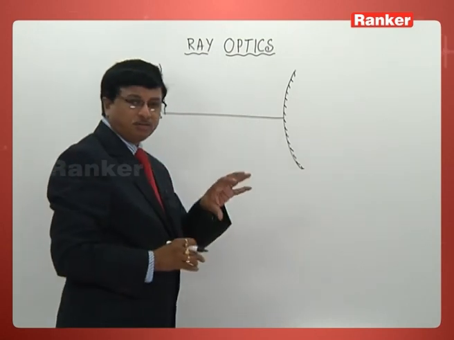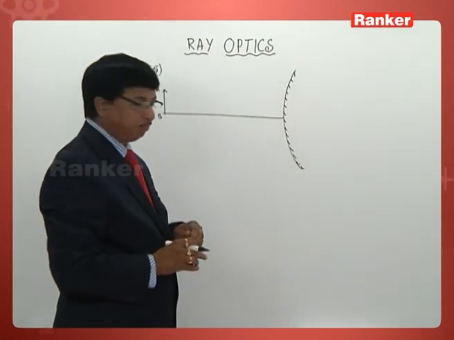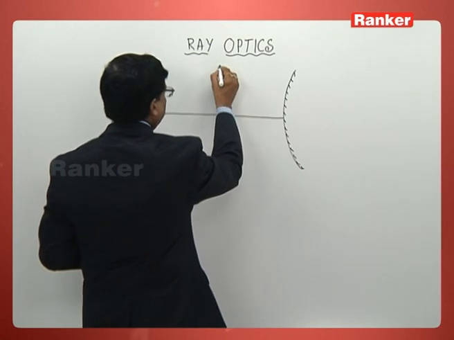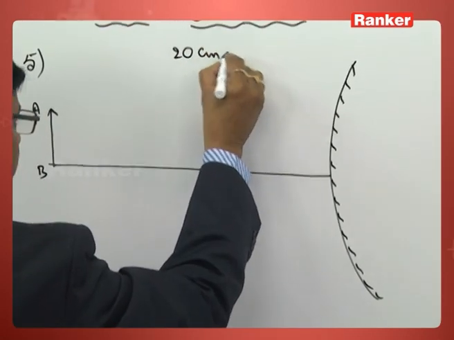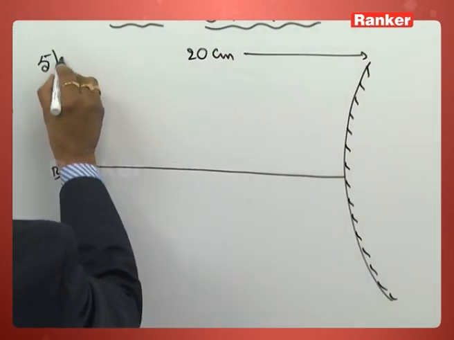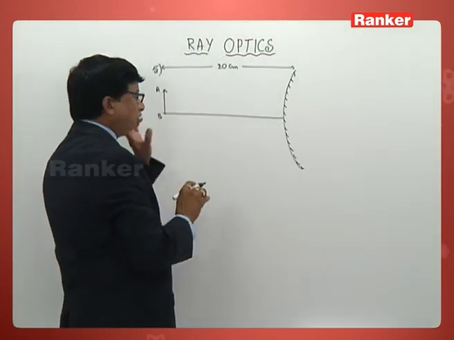At what distance is that object now placed? At a distance of 20 centimeter from the mirror. He has just given that there is an object. Fine.